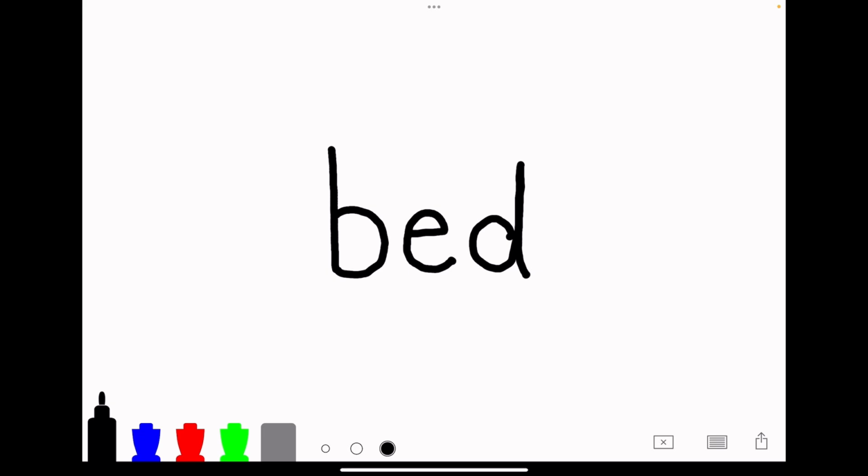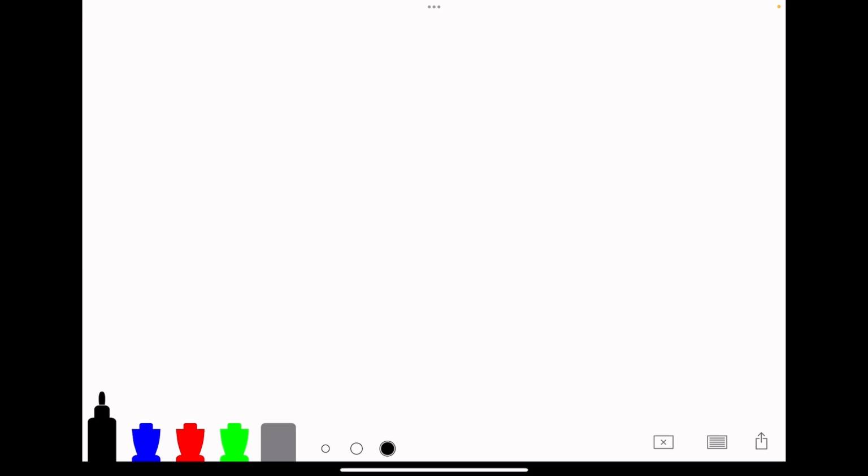And B-E-D spells the word bed. Awesome job. Let's go ahead and write the word bed one more time using lowercase letter b.